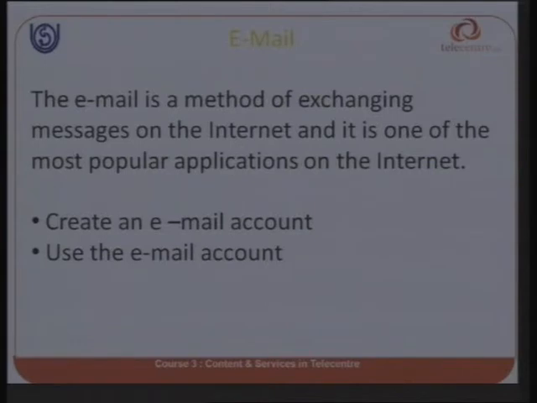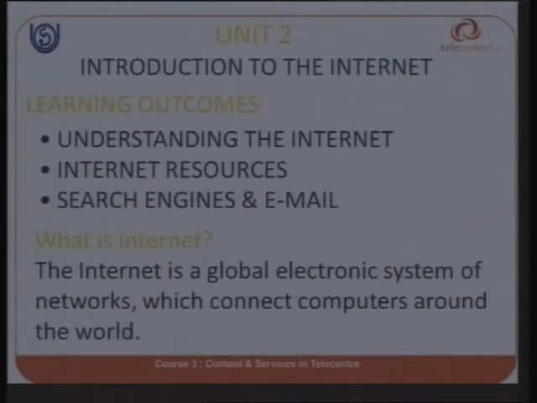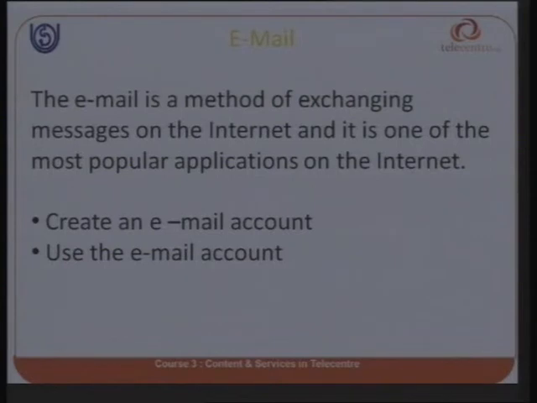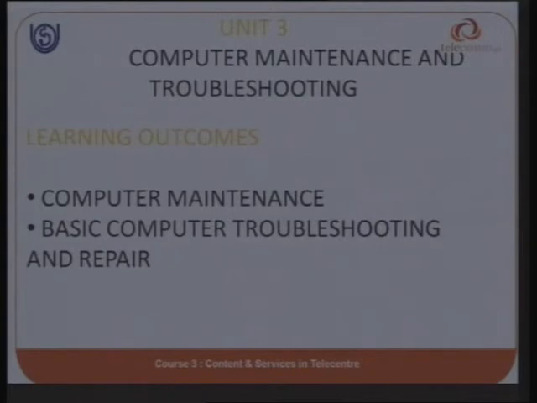So what we have seen so far is what the internet is, what the different internet resources available are, how to use a search engine, and how to open an email account. So far we have seen this in unit 2, and now let us move on to unit 3, which is critical for you, and talks about computer maintenance and troubleshooting. What is the objective of this unit? After learning this unit, you should be able to perform basic computer maintenance and basic computer troubleshooting and repair.